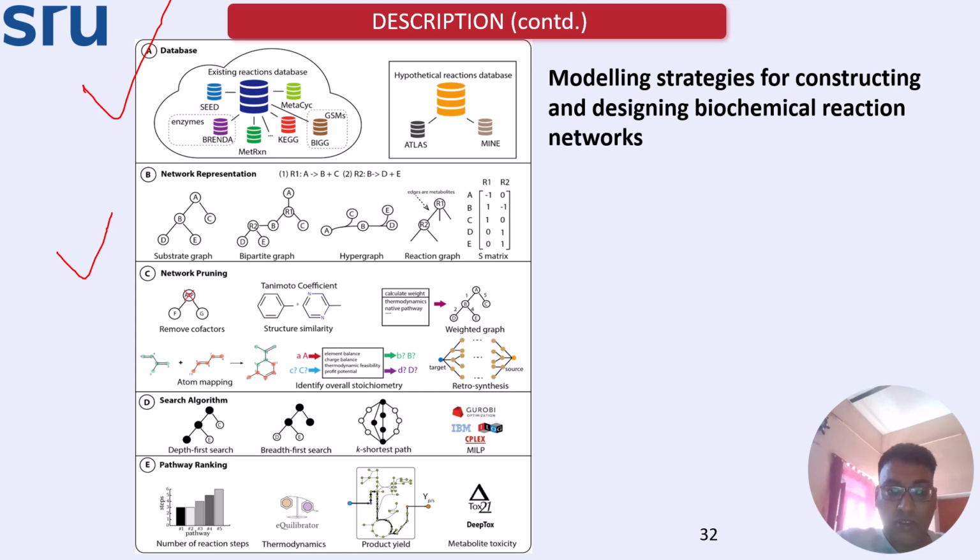Then once it is done, I work out a search algorithm: what could be the required reaction network under this condition. I apply depth first search, breadth first search, k shortest path. All these are like statistical scaling parameters to connect various enzymes in a path, because all these enzymes are just like nodes, and the edges are able to connect them. So the objective is to connect them in the best possible way.